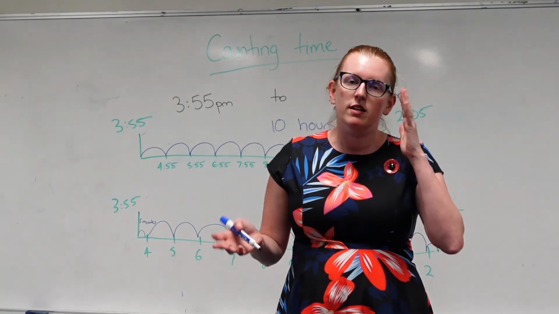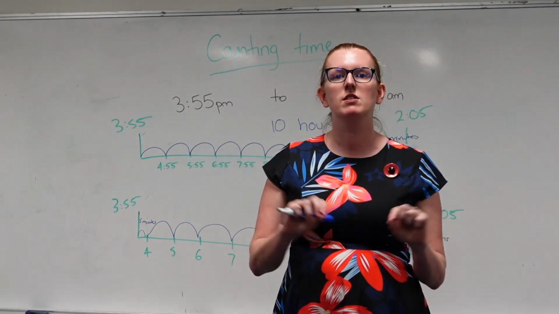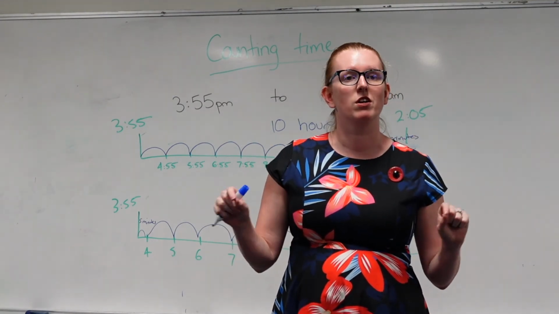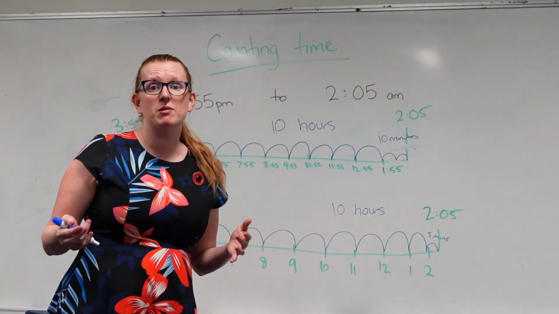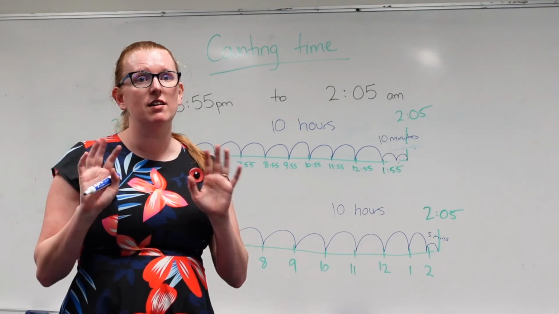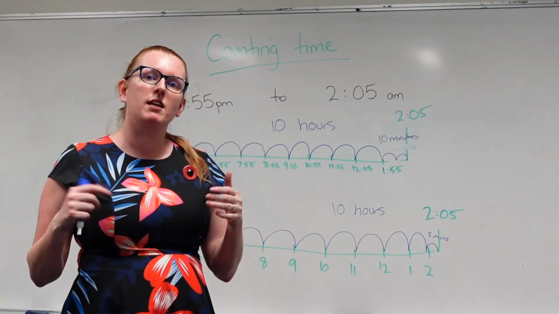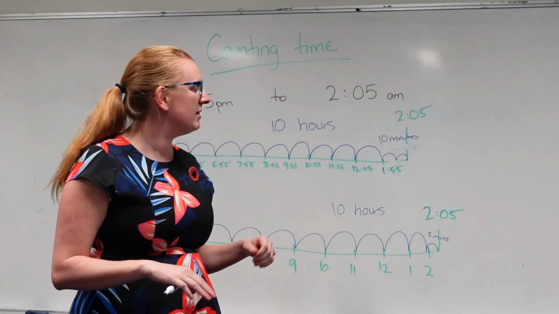Whichever way you like to do it, totally fine, but I recommend using a number line. That way you can see where you go wrong, like I did a second ago. Sometimes people like to count the hours on their fingers. That works too, but you might lose track of where you're up to. Anyway, that's how we count time.